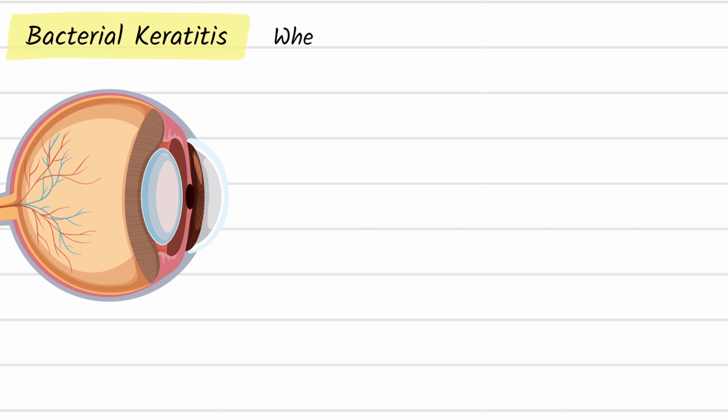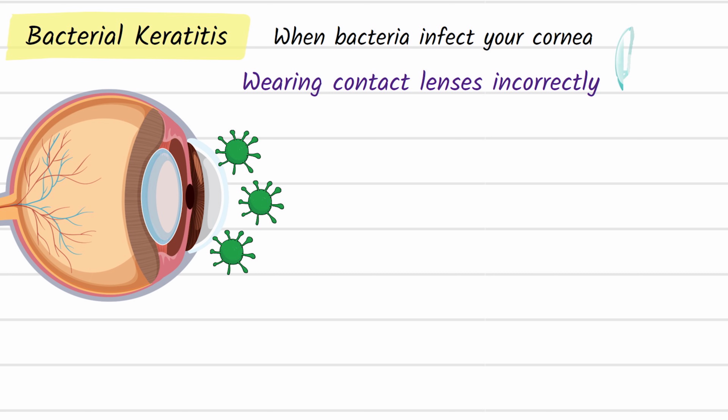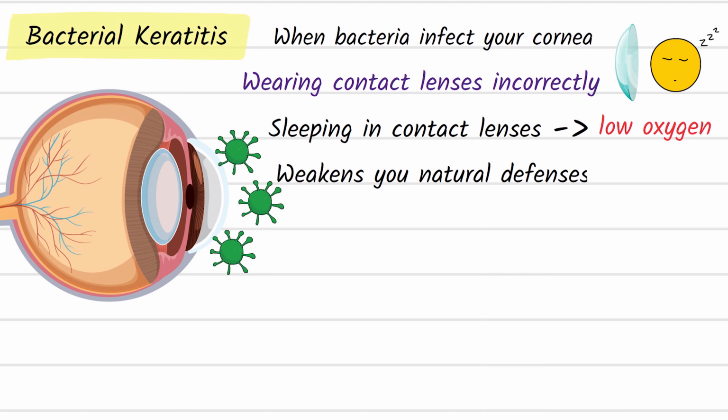This is when bacteria infect your cornea. Bacteria are tiny organisms that are everywhere around us. Most of the time, your eye's natural defenses keep them out, but sometimes they find a way in. The most common cause of bacterial keratitis is wearing contact lenses incorrectly. For example, if you sleep in contact lenses that are not designed for sleeping, you create a low oxygen environment on your cornea. This weakens your natural defenses and makes it easier for bacteria to invade.